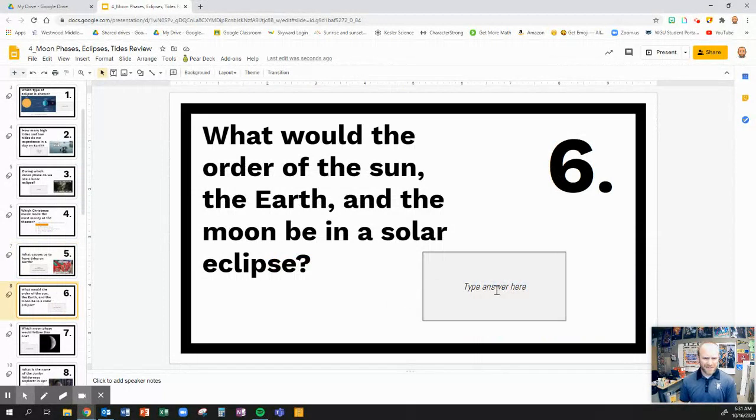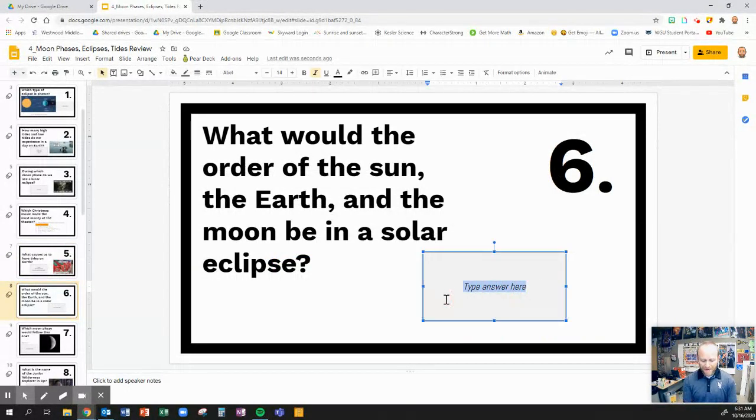What would the order of the sun, earth, and moon be in a solar eclipse? So if we start with the sun, the next thing, during a solar eclipse, the moon is in the middle, and then the earth is on the end because we're looking from earth to the sun. The moon is blocking our view.